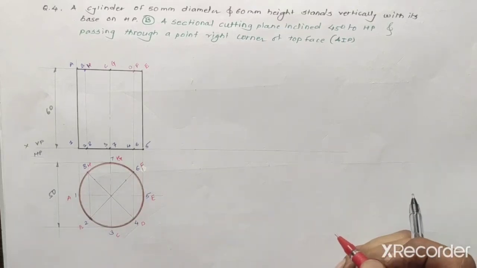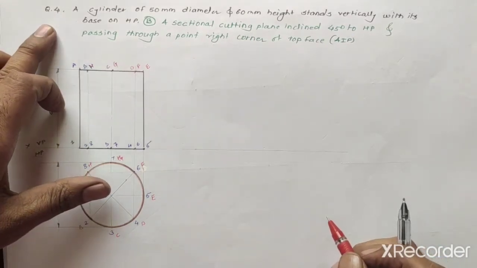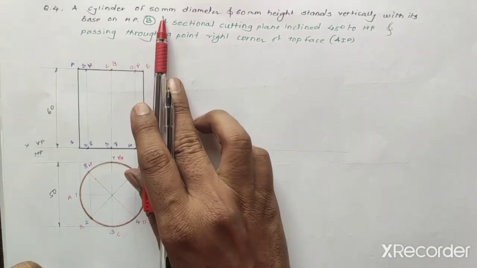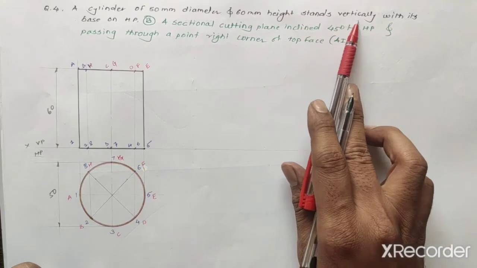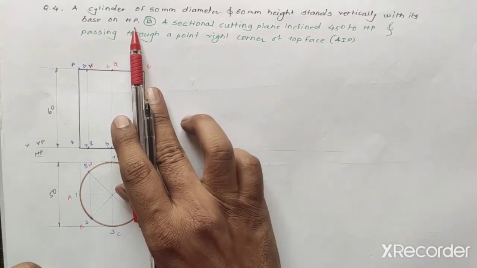Hello students. In this video we are going to see problem number 4 of the section of solids and development. See the problem: a cylinder of 50 mm base diameter and 60 mm height stands vertically with its base on the HP, the horizontal plane. So the cylinder is resting on the horizontal plane.